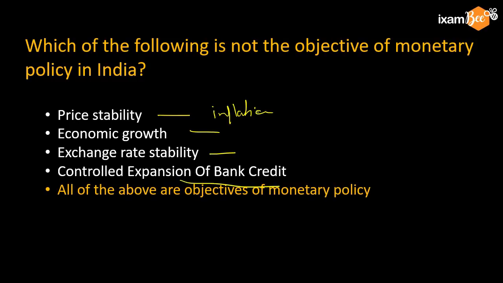And expansion of bank credit: I told you that if RBI increases CRR, it can contract, it can reduce the amount of money supply, it can reduce the amount of bank credit in the market. So all these are objectives of monetary policy. Now coming to the term inflation, because that is how price stability is measured. Inflation is about the general price level of the goods that we people are facing.